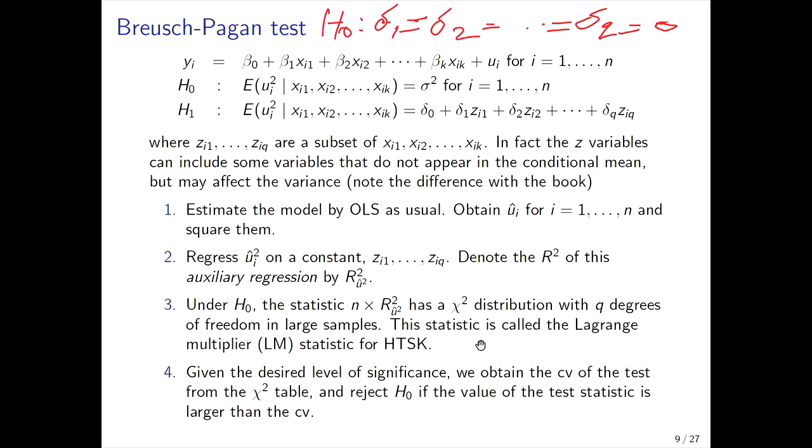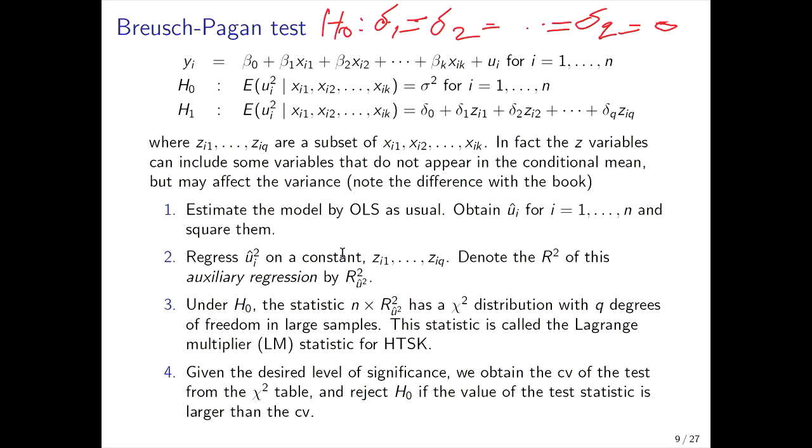So this has a chi-squared distribution with q degrees of freedom. So if the sample value of our test statistic exceeds the critical value, then we reject the null hypothesis that the errors are homoscedastic.